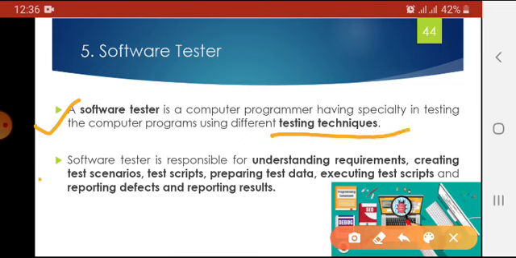Software tester is responsible for understanding requirements and creating test scenarios. He writes test scripts, he prepares test data, he executes those test scripts, and reports defects and results. So it means that testing is a complete procedure which has different modules which have to be performed.